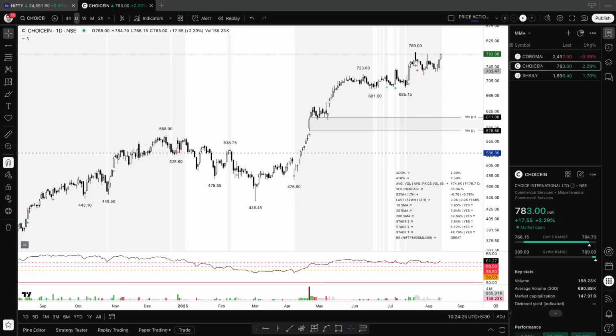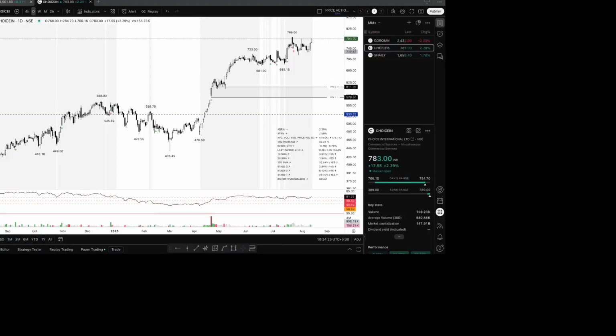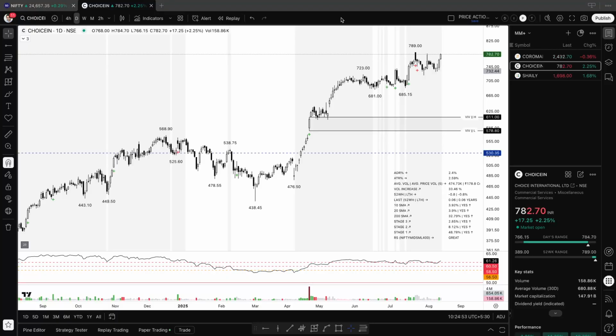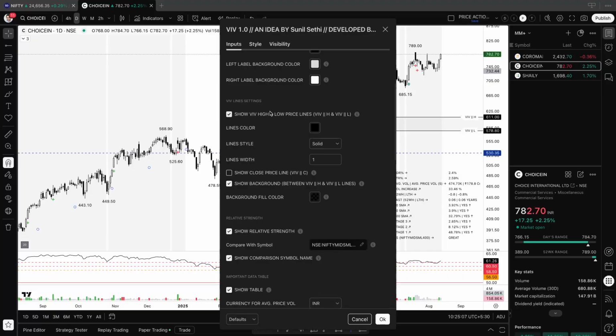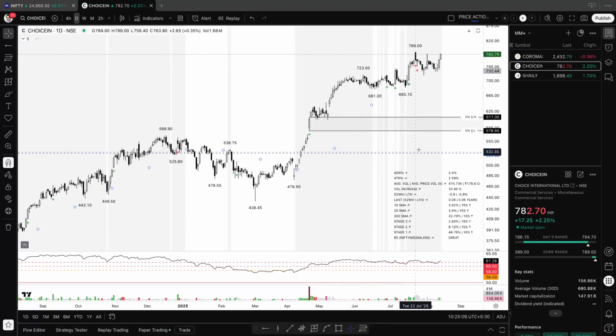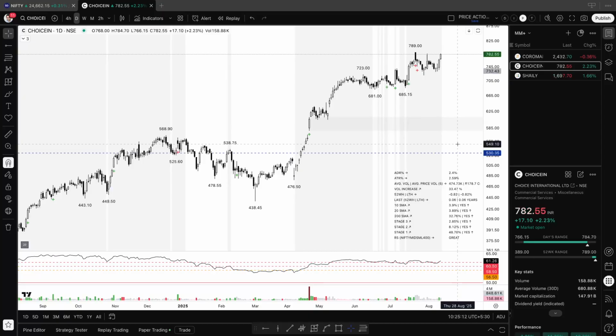In this video, we will discuss the importance of the plus signs which you should see on the chart. We need to see why these signs are very important. For now, I am going to remove everything like the VIV levels and all that, so the chart is clear and you can understand what exactly it means.